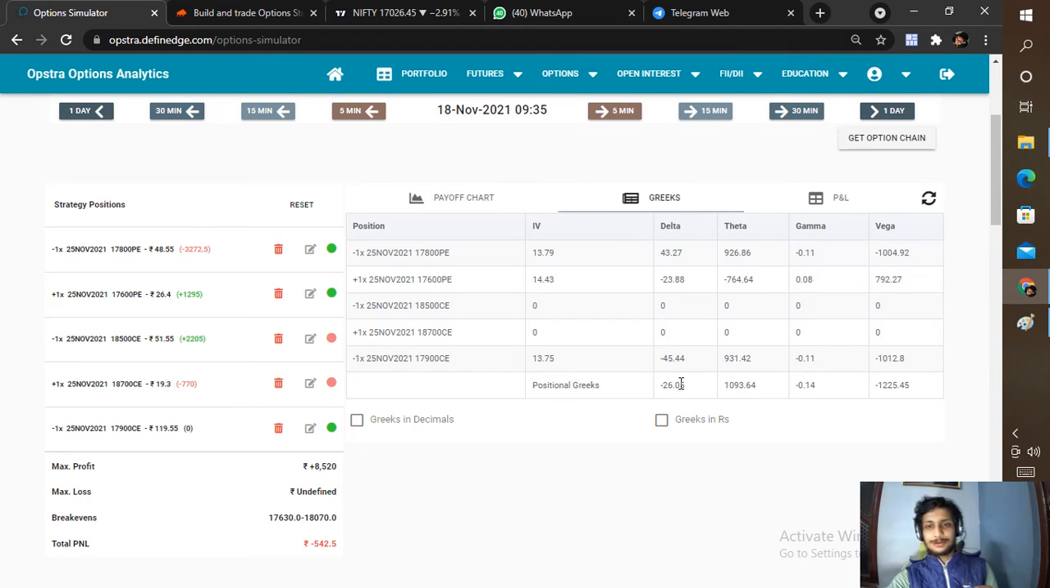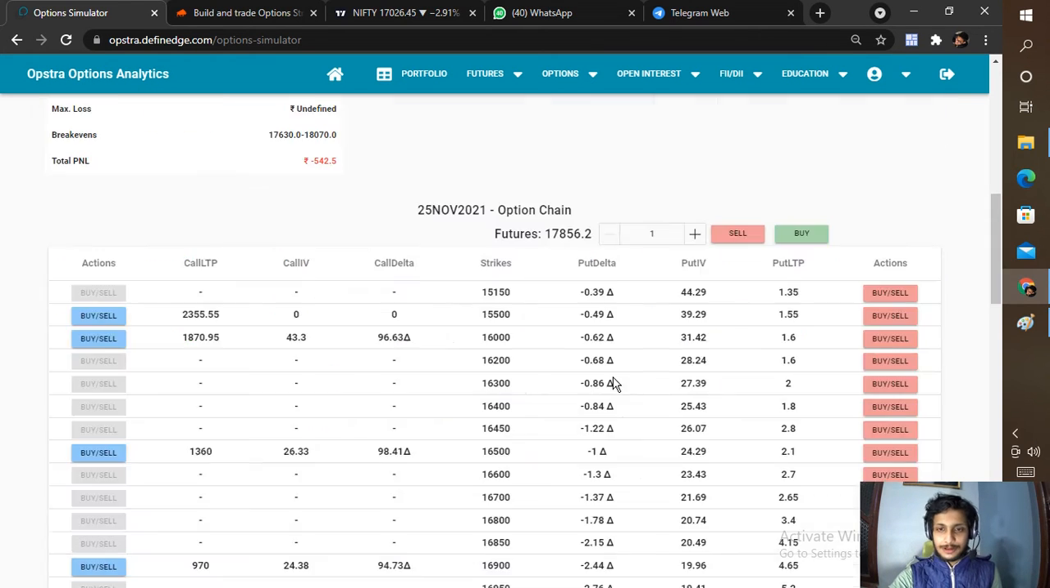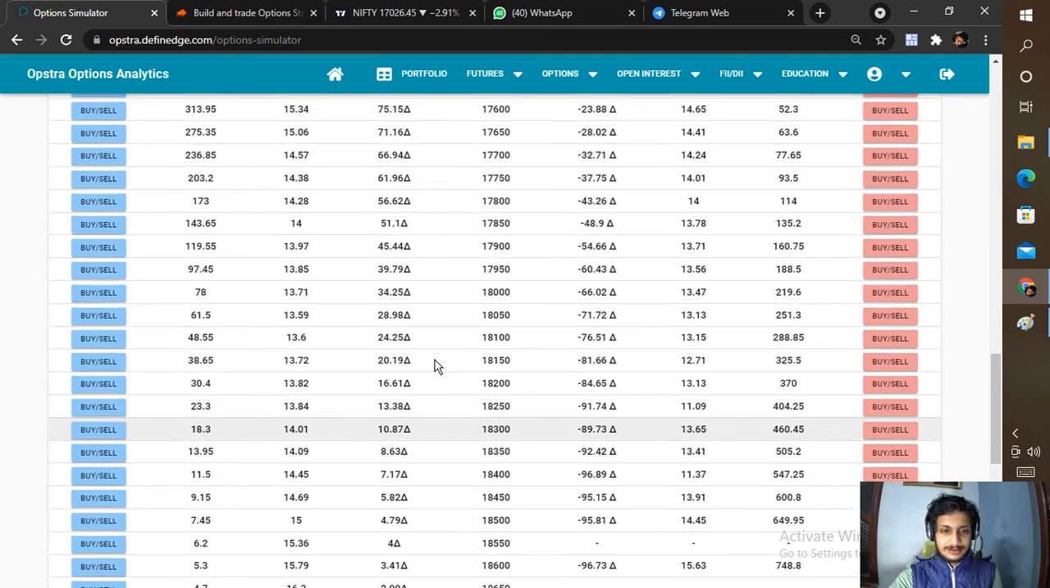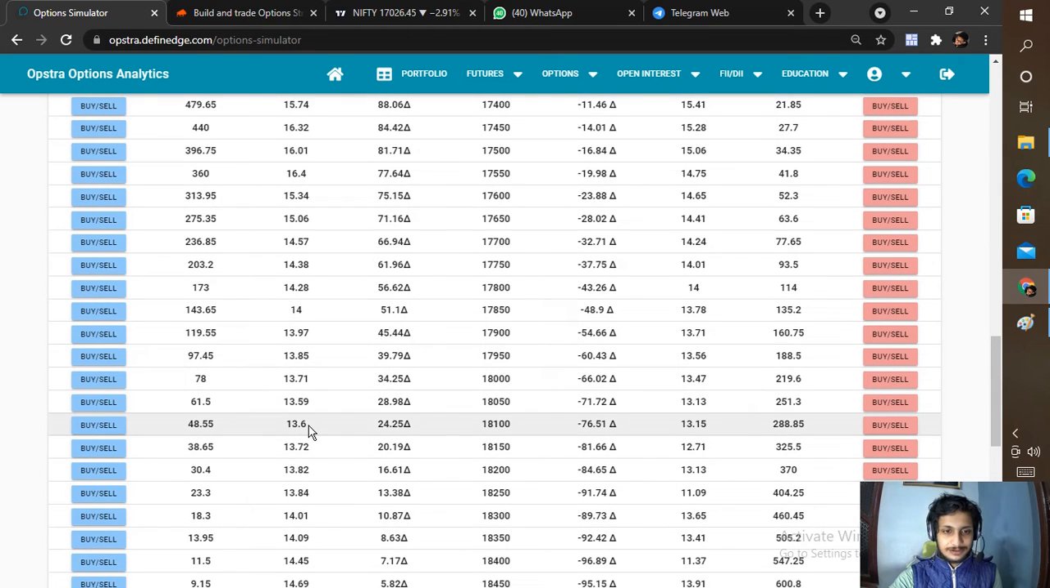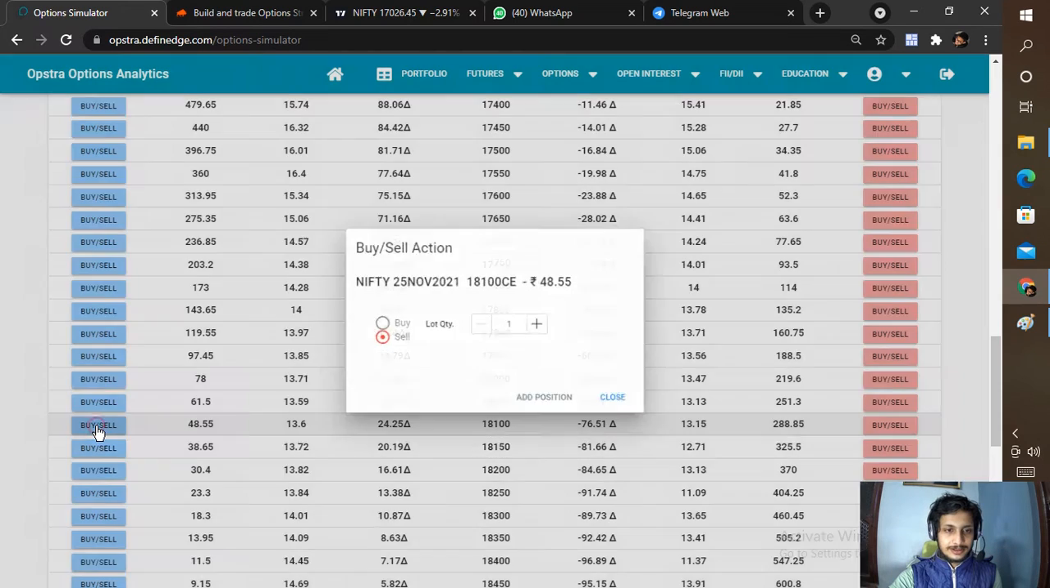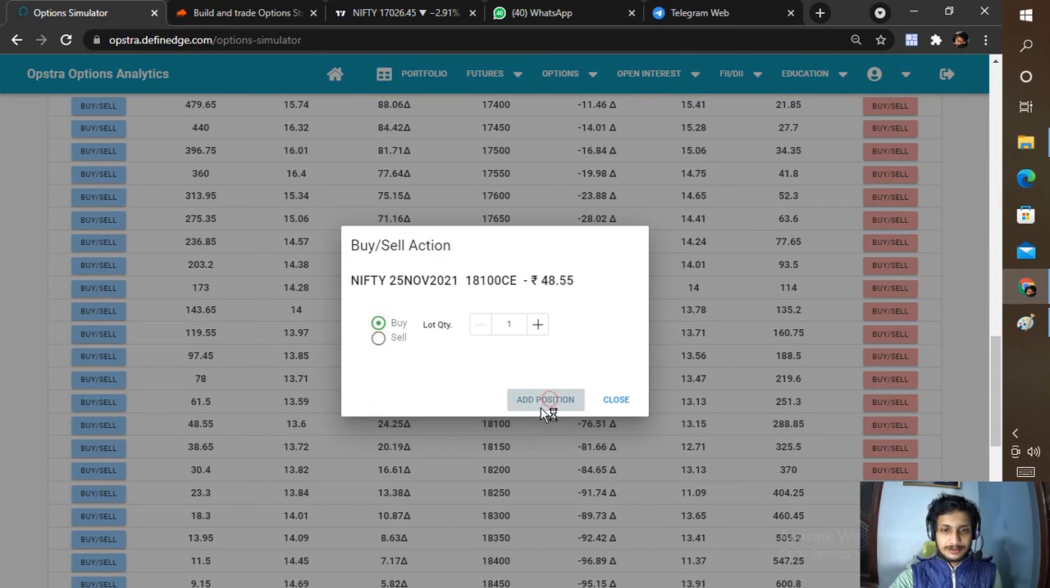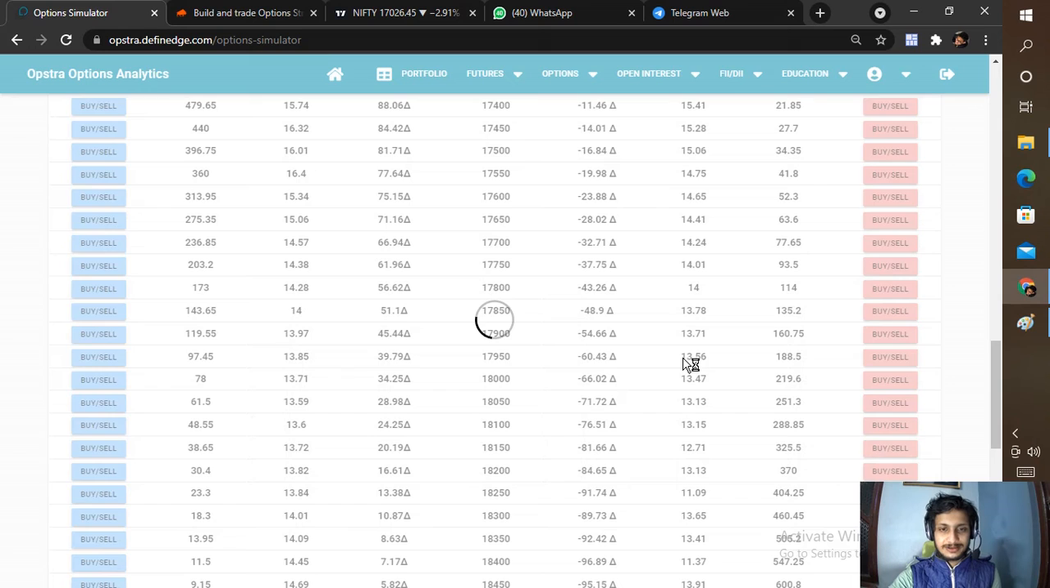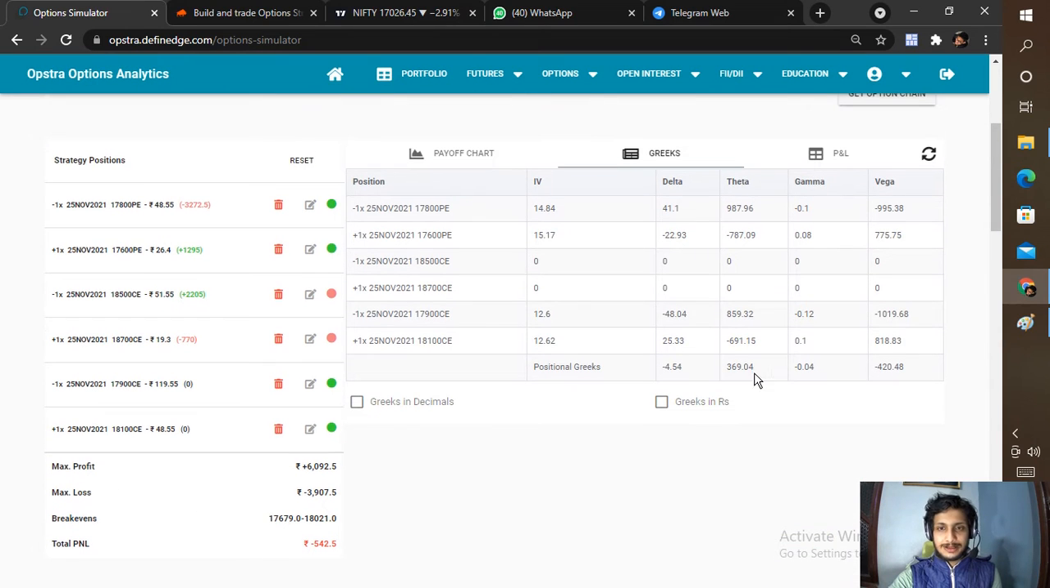So we have to search for a call option of 26 delta and we will buy it to hedge this call position. So it's 24.25, the 18,100 call. We will buy this one, which is nearly equal to 26. Now have a look at the delta, it's only 4.54. We are now able to manage the delta, and we have realized some portion of our profits to be on the safer side as well.